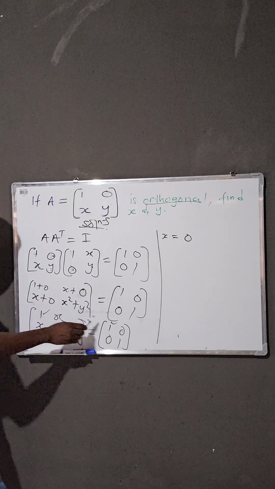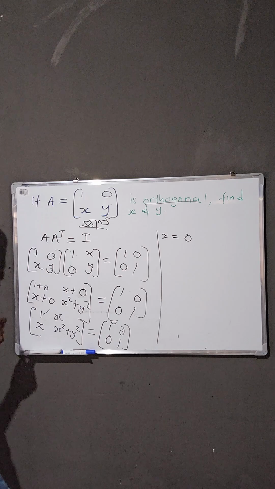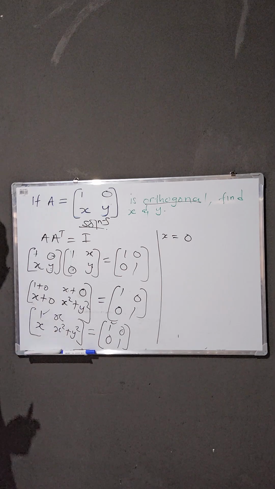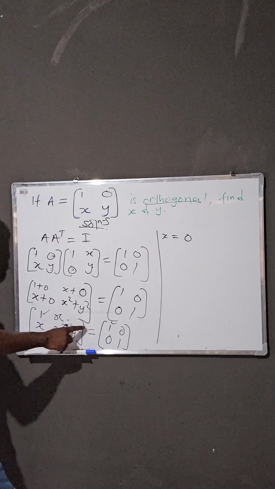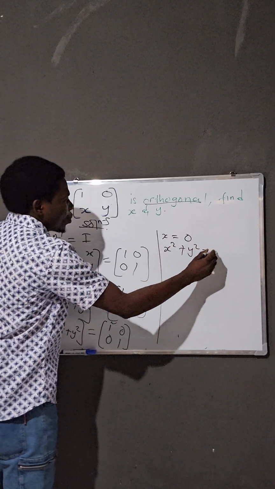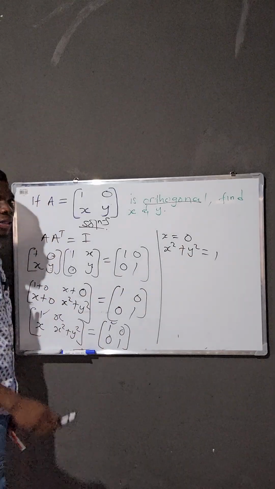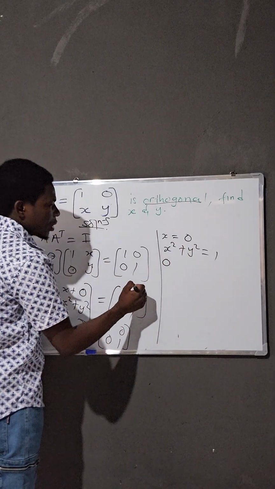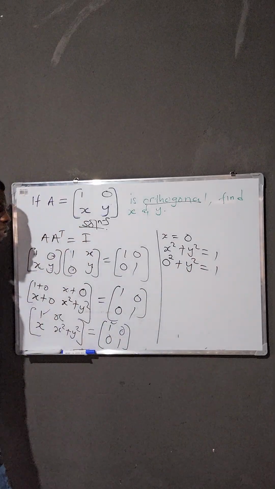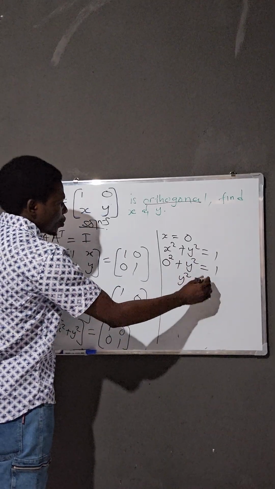So in this case, our x is already 0, and then we need to get the value of y as well. To get the value of y, you can use this other equation down there, which is x squared plus y squared equal to 1. The good part here is that we already know the value of x. So we can replace x with 0, then plus y squared is equal to 1. So we have 0 squared is 0, plus y squared is just y squared, which is equal to 1.